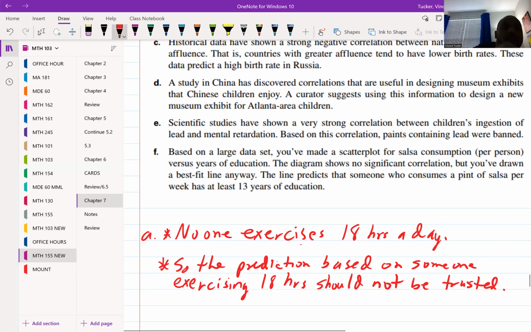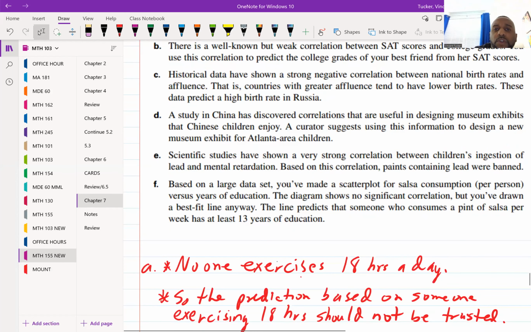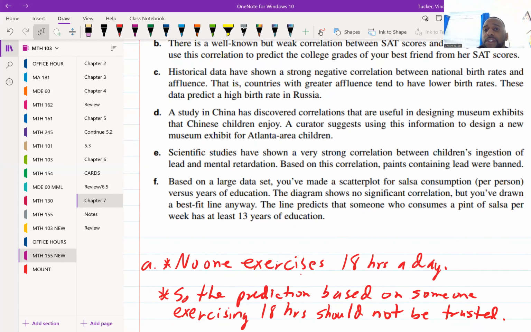All right. Looking at the next one, there's a well-known but weak correlation between SAT scores and college grades. You use this correlation to predict the college grades of your best friend from her SAT scores.